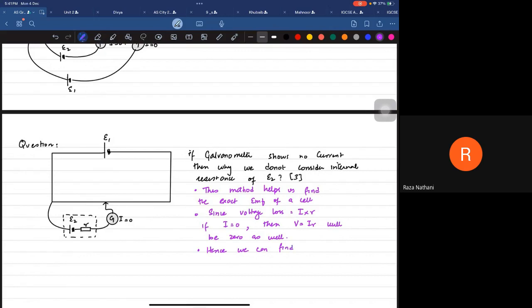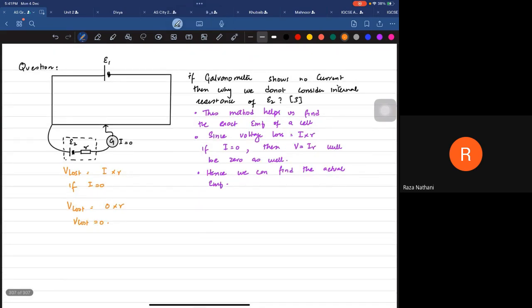So hence, we can find the actual EMF. Now, what I mean by this is, as you guys can see, voltage lost is equal to I times R. If I equals 0, I put it in, then voltage lost will be 0 times R. And 0 times R means that the voltage lost will be 0. Hence, you will only get the true EMF of the cell. Understood? Yes. So that's why it is a good method to find the EMF of the cell without losing any potential.